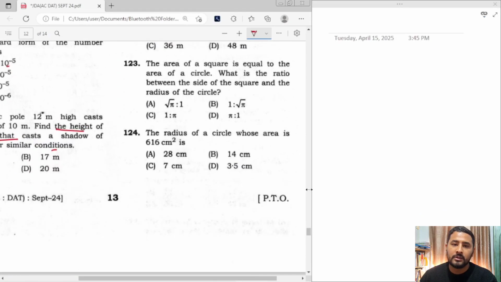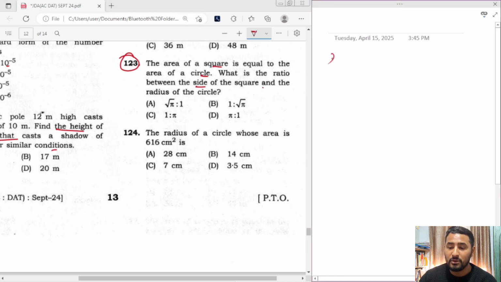123. The area of a square is equal to the area of a circle. What is the ratio between? Okay, they need to find the ratio of the side of a square and the radius of the circle. So remember, this type of question is a bit tricky. You should find the ratio of the side of the square, not the area of the square, the side of the square and the radius of the circle.